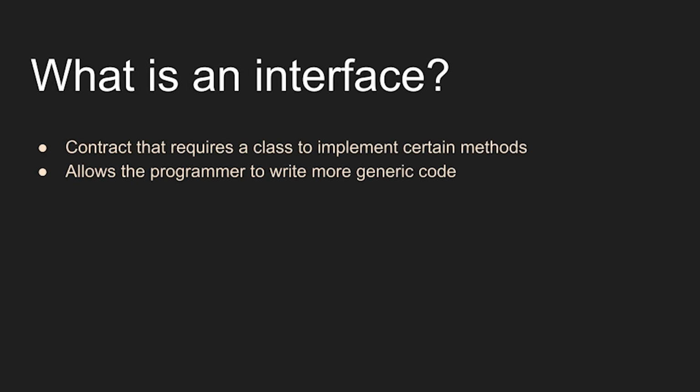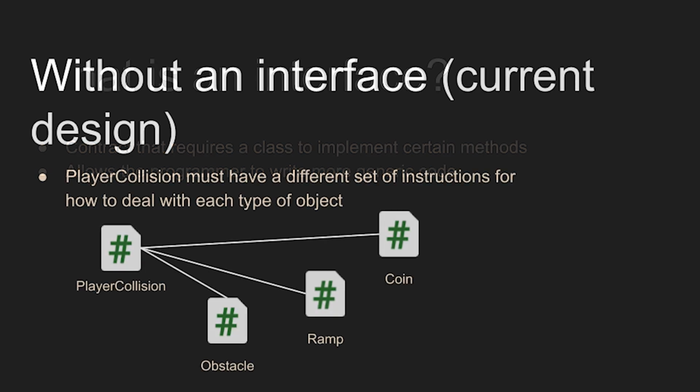So first of all, what is an interface? Well, it's a contract that requires a class to implement certain methods. And this allows the programmer to write more generic code. So we'll see what this means with an example.